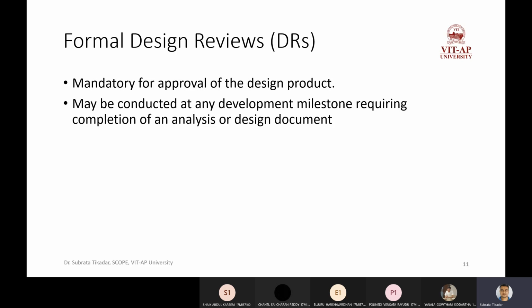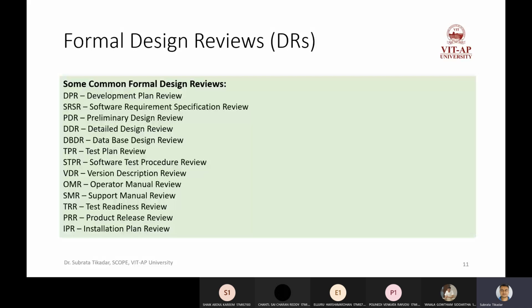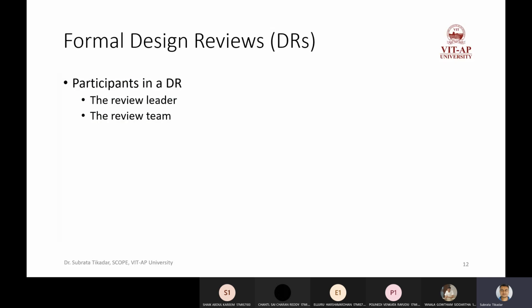So some common formal design reviews are DPR or development plan review, SRS or software requirement specification review, then PDR primary design review, DDR detailed design review, and test plan review. So see here, the review may occur in the plan phase, similarly in the design phase, similarly in the testing phase, and similarly in the installation phase as well, and so on. So in any phase, we can have a review to improve the document, the design document.